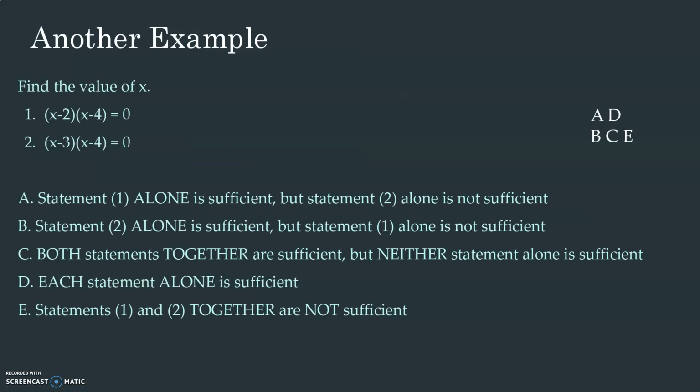Take another example. You can pause the video, try solving this, get an answer, and then check. So the question here says, find the value of x. Statement 1, (x - 2)(x - 4) = 0. And statement 2, (x - 3)(x - 4) = 0. As usual, you can keep track of options by using this simple ADBCE, right? These are the options. Let's try understanding this one.